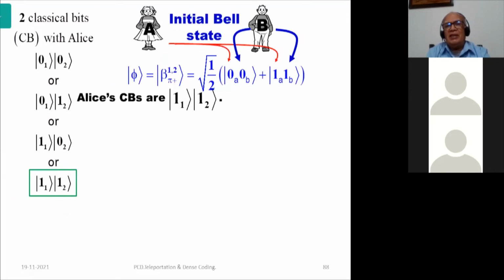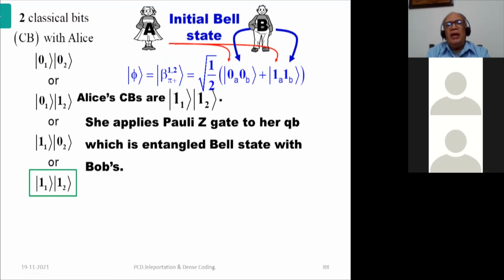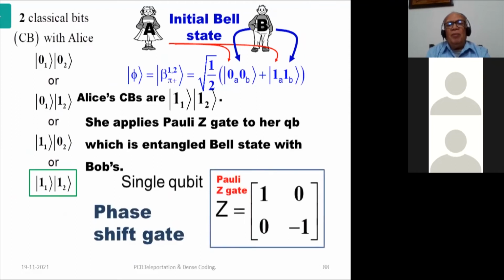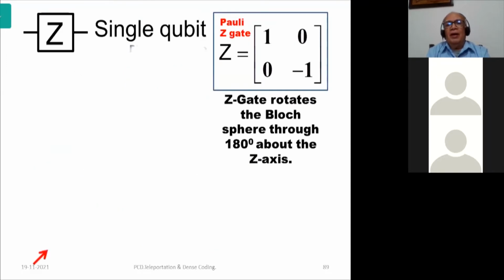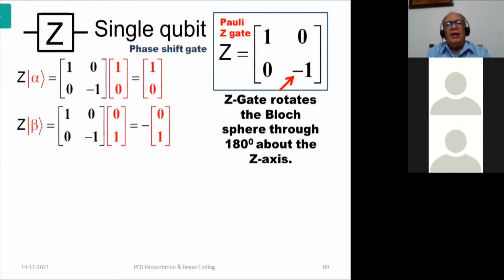This is a pair of classical bits. The two classical bits that she has are 1, 1. And in this case, what Alice would now do is to apply the Pauli Z gate to her qubit. And you remember what the Pauli Z gate does is to change the phase of the qubit because it multiplies the second one by -1. So essentially it is like rotating the Bloch sphere about the z-axis through pi. So it is a phase gate. It changes the phase of the south pole, right?